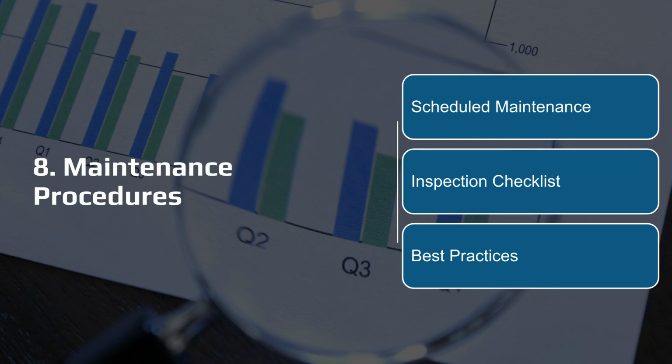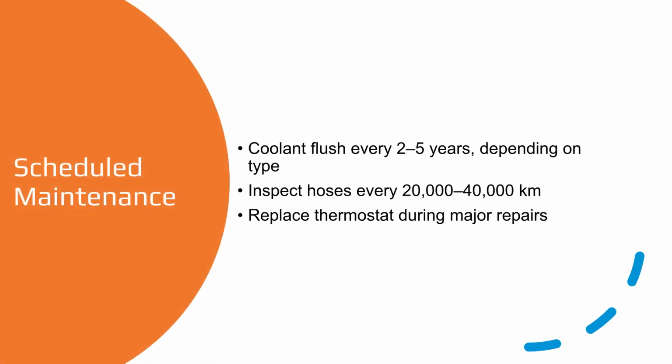Proper maintenance is essential for longevity. This includes adhering to scheduled maintenance, performing regular inspections, and following best practices for care. Follow a regular schedule. Perform a coolant flush every 2 to 5 years depending on your coolant type. Inspect hoses every 20 to 40,000 kilometers, and always replace the thermostat during major repairs.